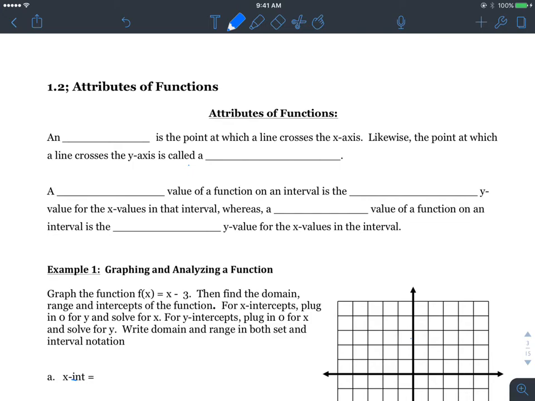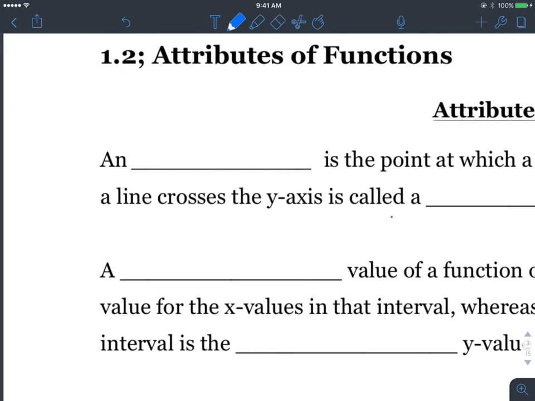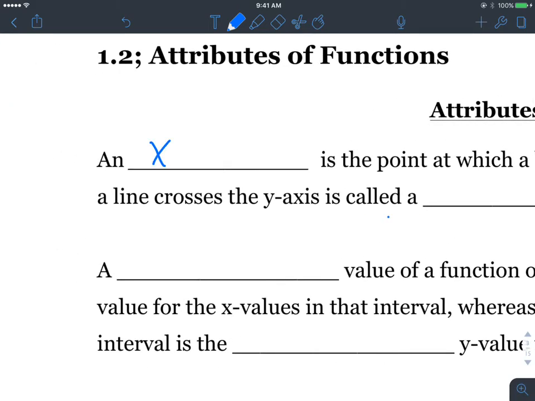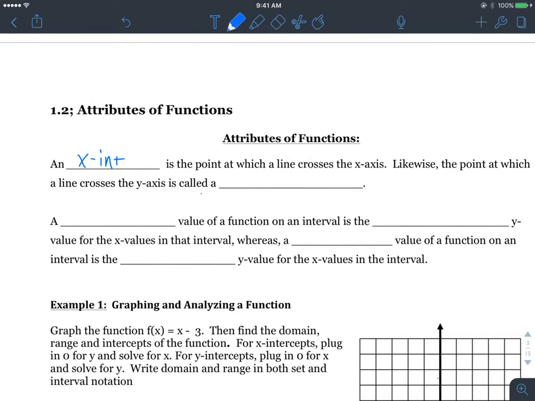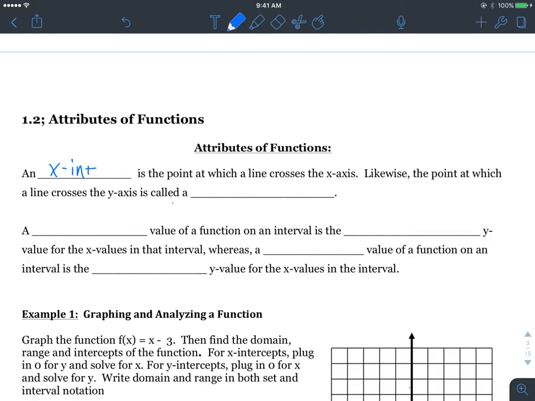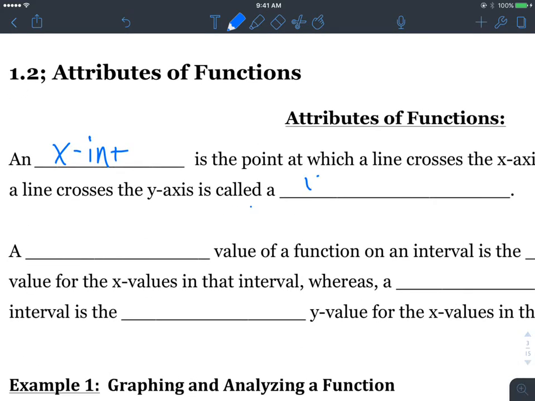Alright, today we've got attributes of functions. A blank is the point at which a line crosses the x-axis. We learned this in Algebra 1. This is the x-intercept of the graph. Likewise, a point at which the line crosses the y-axis is called the y-intercept.